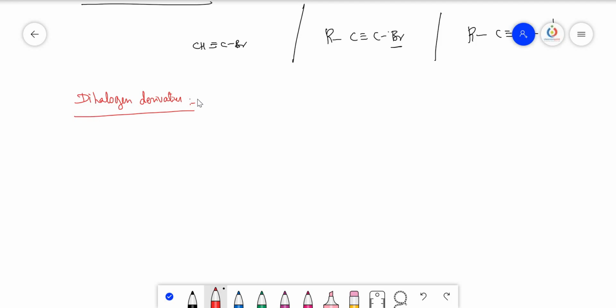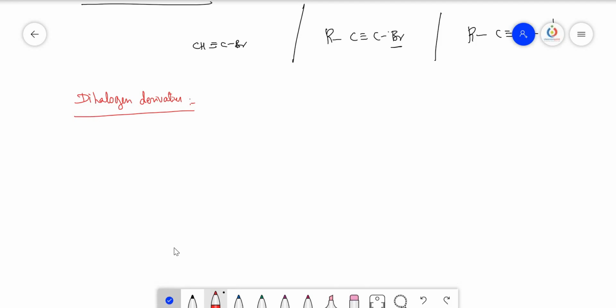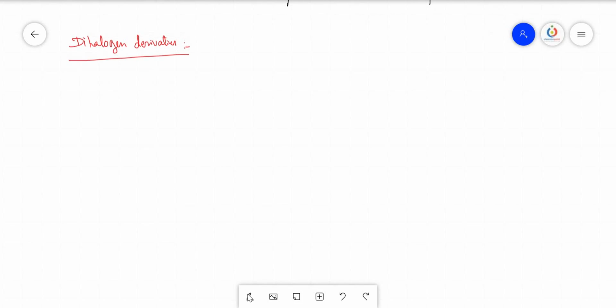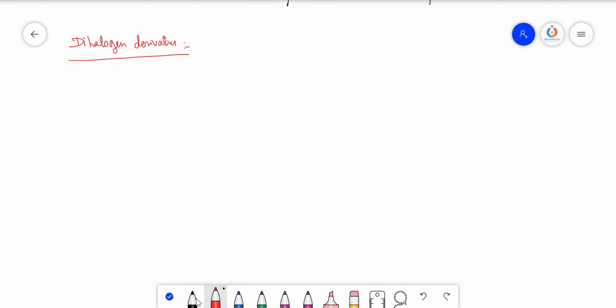This you know already, just revising the basics part. Because for dihalogen derivatives, one name is important for us. For that purpose only I am discussing the entire classification. So in these dihalogen derivatives, the halogens may be present on the same carbon atom, or they may be present on different carbon atoms.